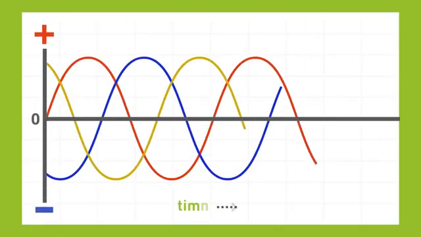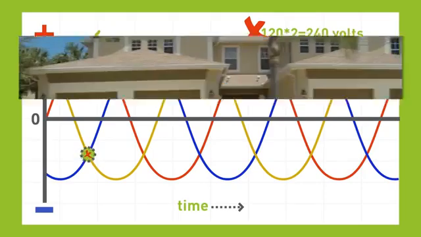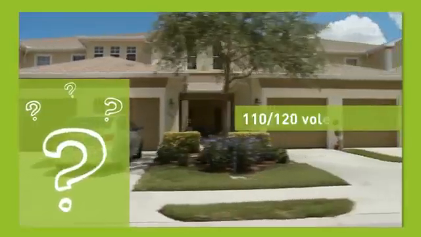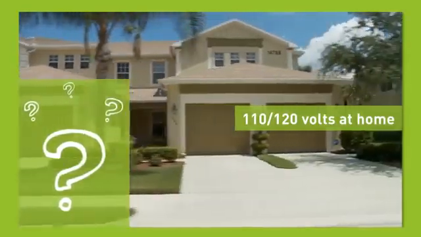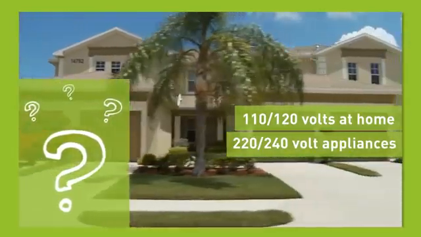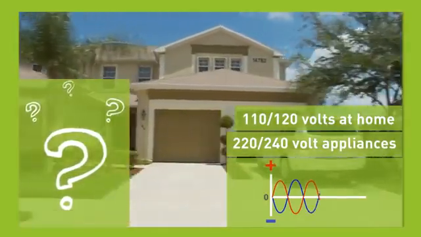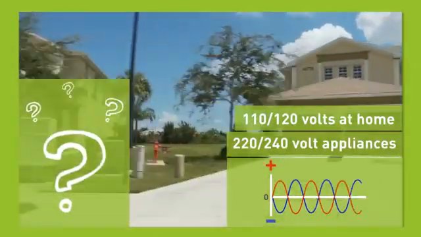If you look at the chart, you can easily see the power output of any two lines. If one is at peak, the other line isn't at peak. That's why in a three-phase circuit, it's incorrect to multiply 120 volts times 2 to get 240 volts. So if you're wondering why you have 110, 120 volts at home for your regular outlets, but you also have 220, 240 volt appliances, what gives? Well, that's not three-phase power. It's actually two single-phase lines.